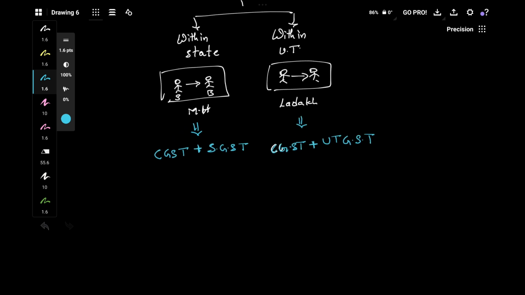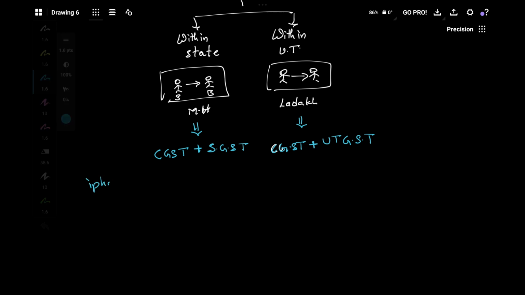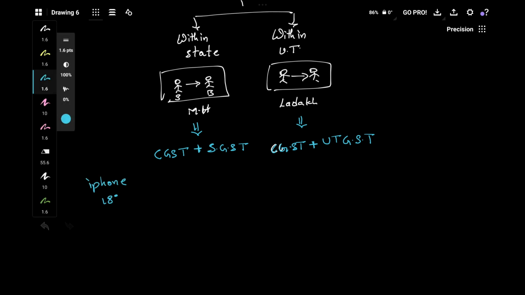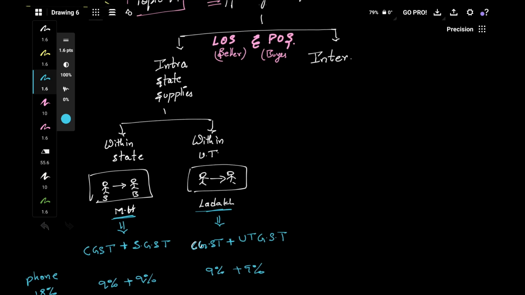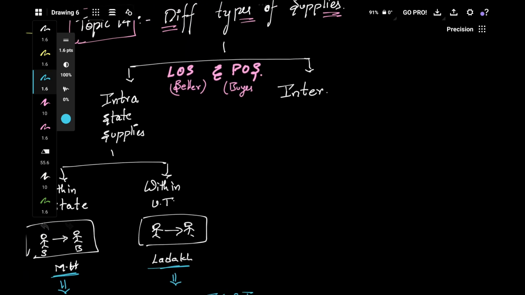So for example, on an iPhone there is 18% tax. This will be 9% plus 9%, if the sale is happening within a state, within Maharashtra and so on. If the sale is happening within Ladakh, then this will be 9% and this will be 9%. The central government will take 9% and the union territory will ask for 9%. So this is how these combinations are taxed.